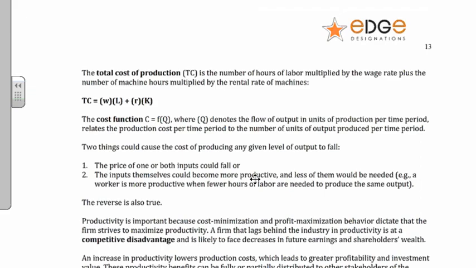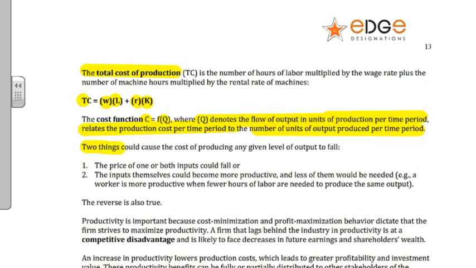Now we can come to the total costs of production. Total cost of production is the total number of hours of labor multiplied by the wage rate, plus capital multiplied by its rental rate. The cost function, C is equal to f(Q). What's Q? The flow of output, in units of production per time period. It relates the production cost per time period to the units produced in that exact same time period.